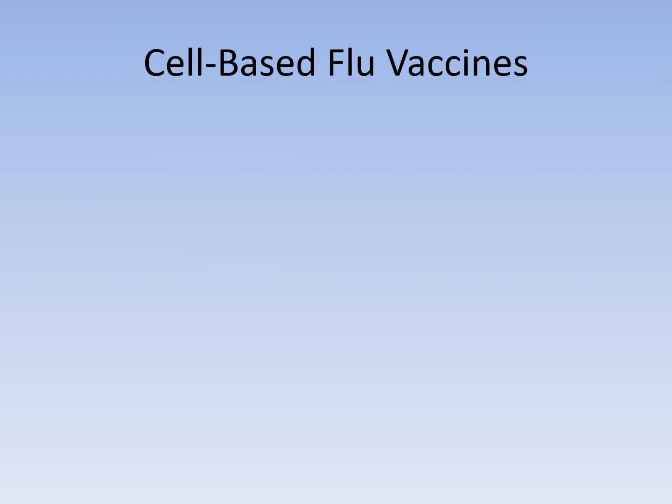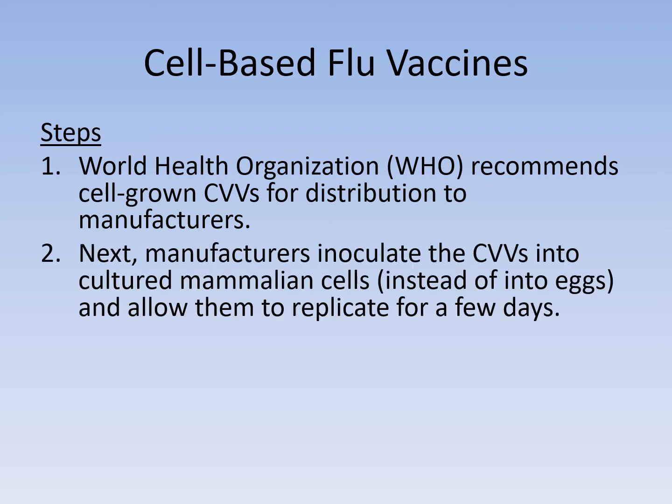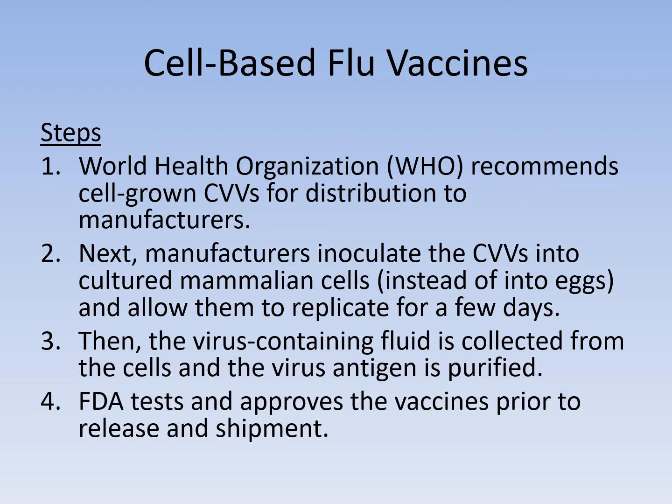So the steps involved are pretty similar to an egg-based approach. Again, the World Health Organization or the CDC identifies the candidate virus for vaccine. And then the manufacturers inoculate those viruses into cultured mammalian cells rather than eggs and allow them to replicate for a few days. Those mammalian cells then generate the flu proteins, so the neuraminidase and the hemagglutinin, and that virus fluid is contained and the antigens are purified. And then after testing and FDA approval, it's released.